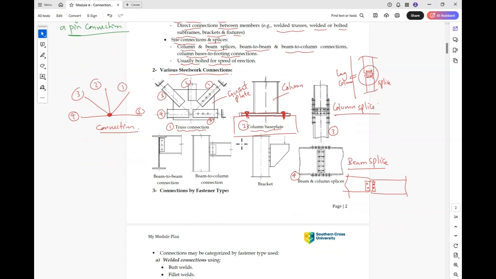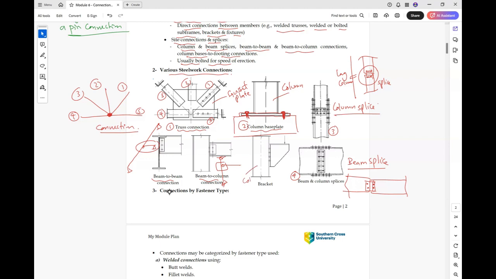And here, two examples: beam to beam and beam to column. So this is our beam and you need to connect another beam here, for example. So this is the connection. Here, if you have a column and you want to connect a beam, this is a beam to column connection.